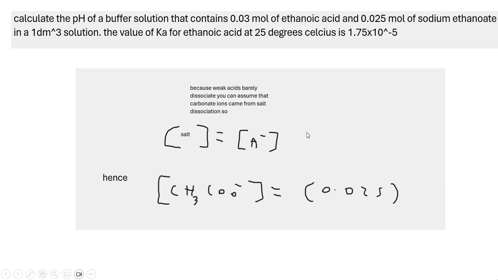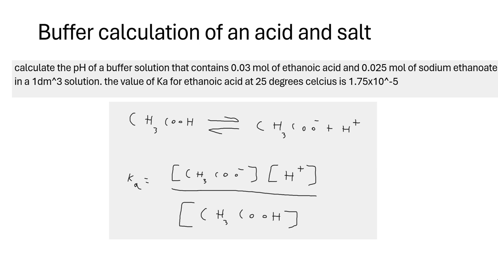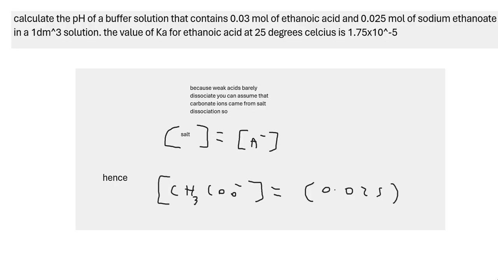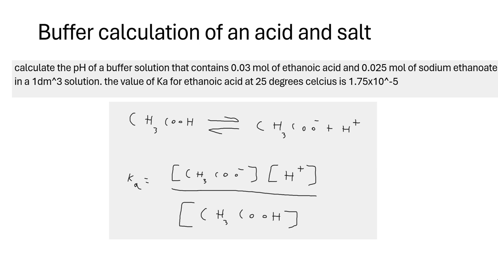Now, remember the acidic buffer is made of a weak acid and its salt. Because weak acids barely dissociate, I can assume that the CH3COO minus is not really coming from the CH3COOH. Only a small amount is being produced.